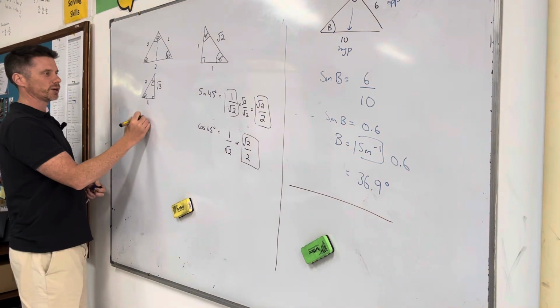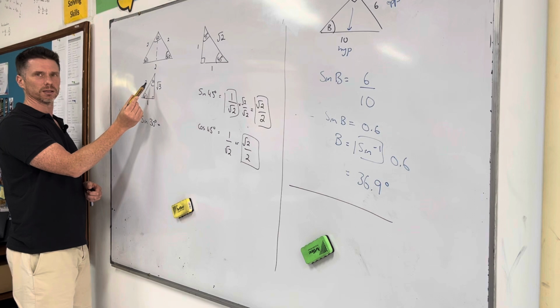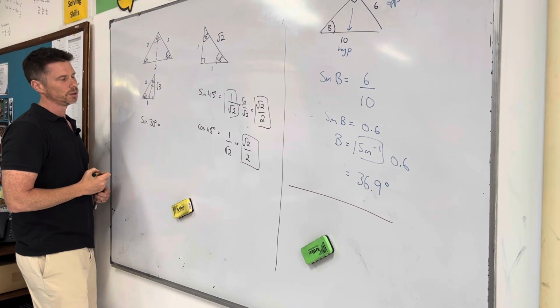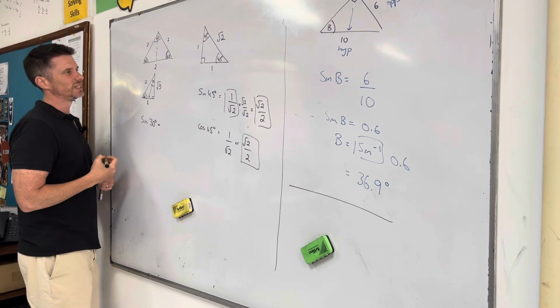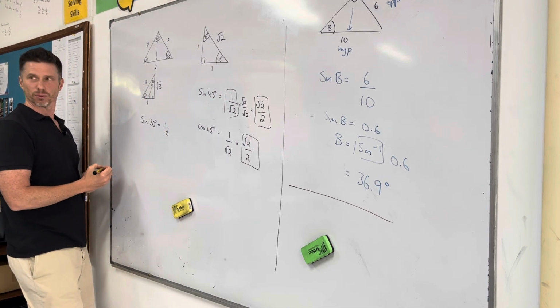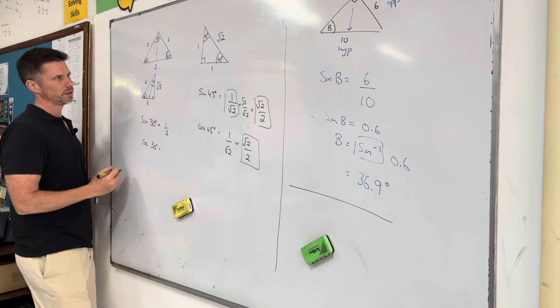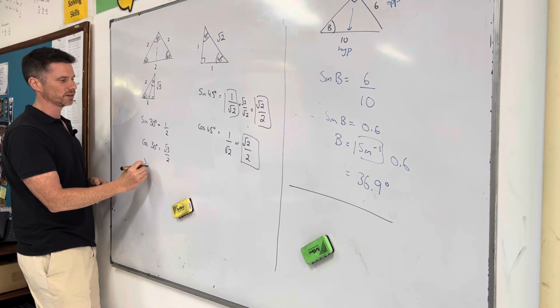Okay? And then I look at sine 30 degrees. So I've got to go to the 30-degree angle. What's my opposite? 1 over my hypotenuse, 2. 1 over 2. What's the cosine of 30 degrees? Root 3 over 2. What's the sine of 60 degrees?